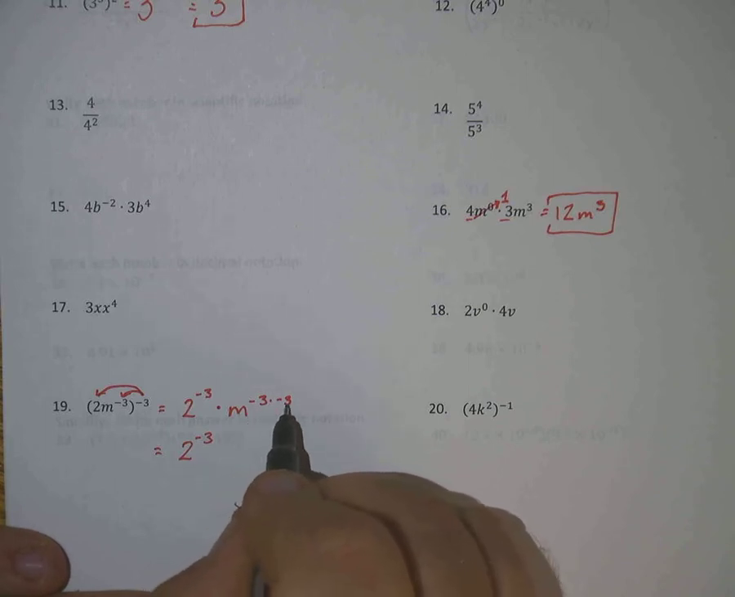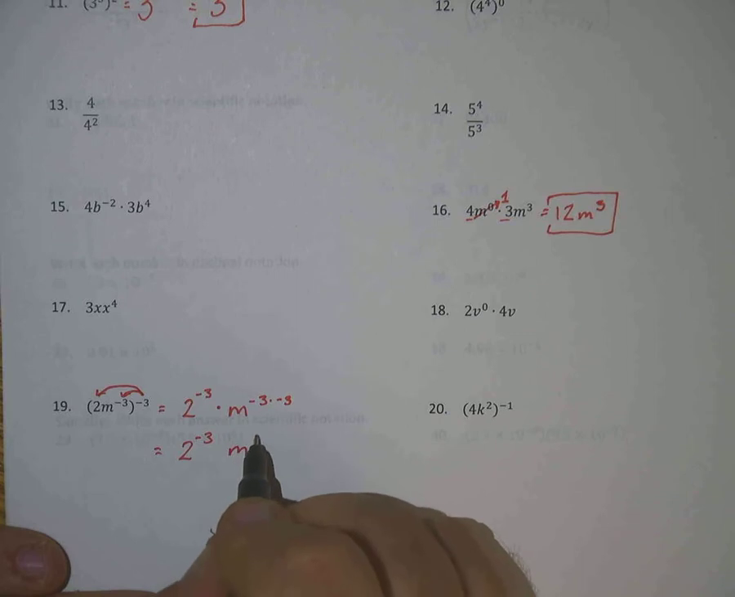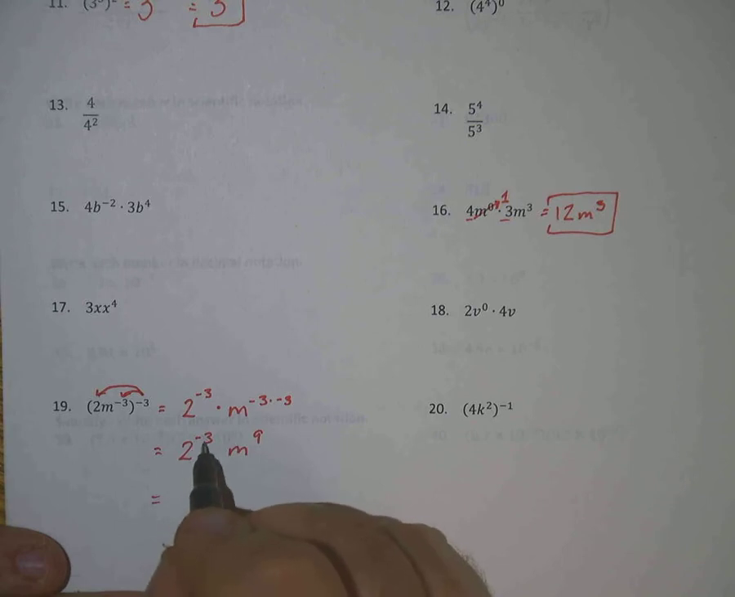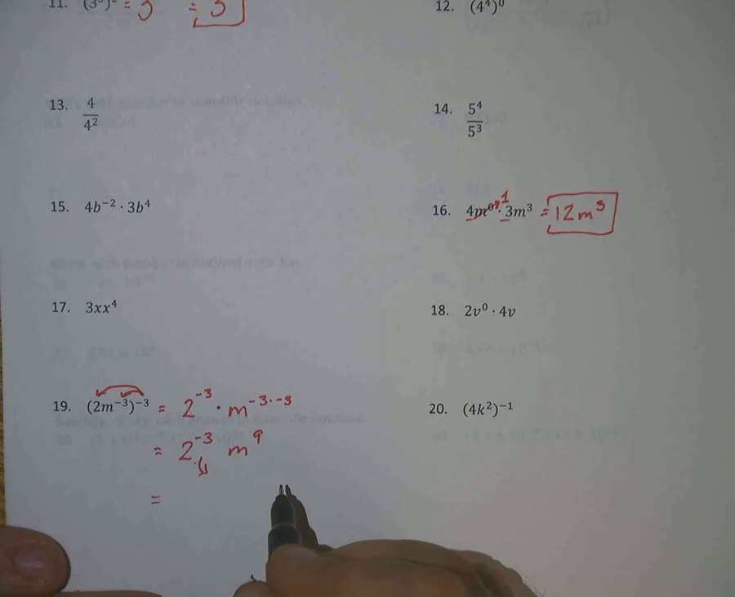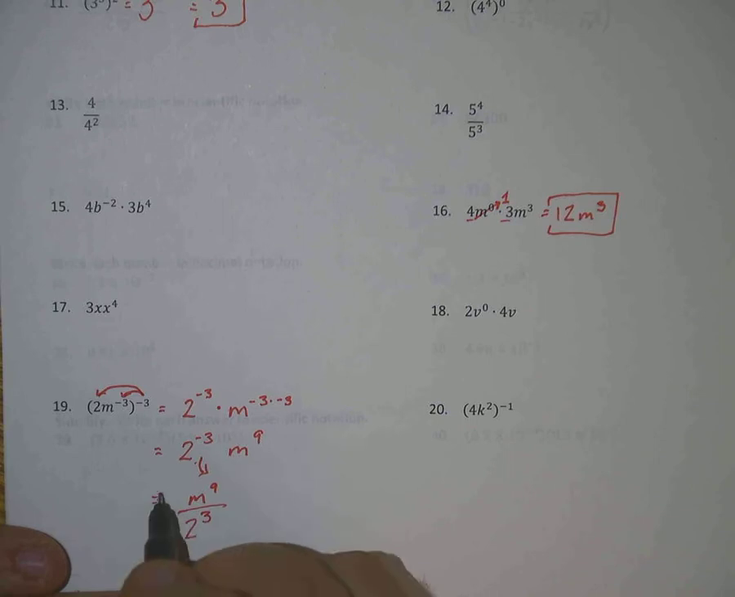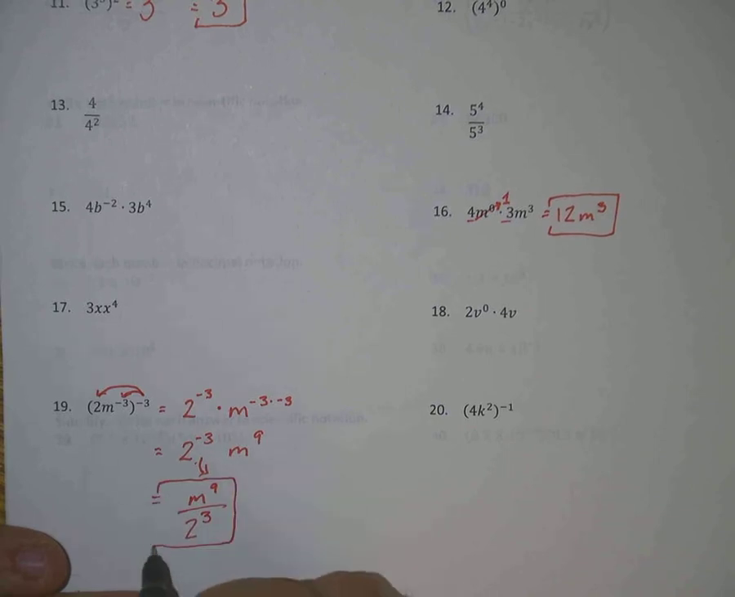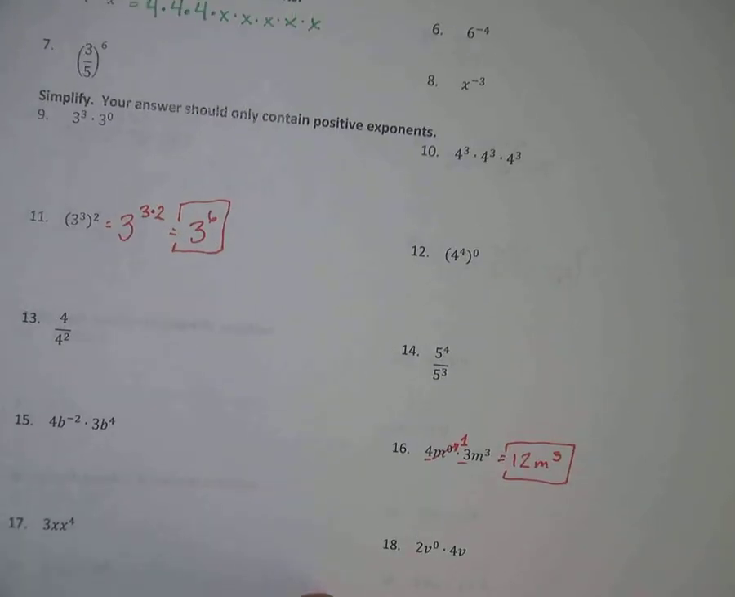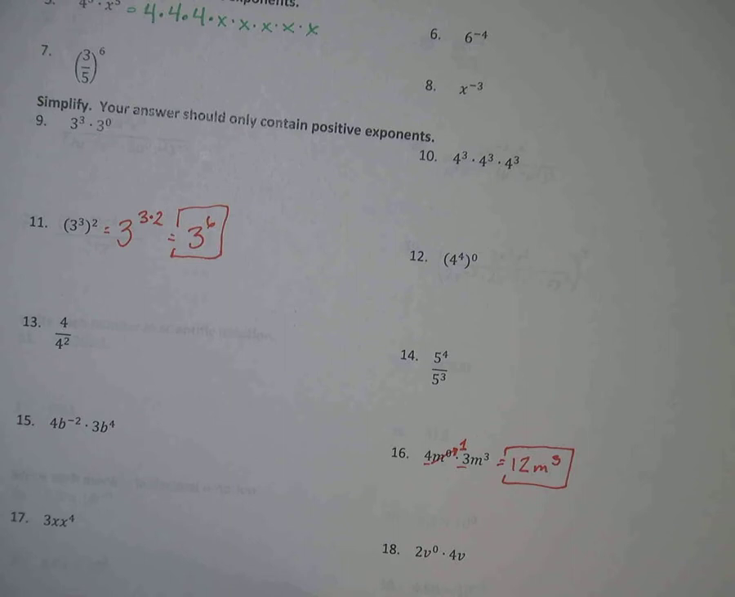So m to the 3 times 3, that would be 3 times 3 is a positive 9. Now 2 to the negative 3, if you remember, any negative exponents go below the fraction line. There isn't one there right now, but we can put it there, saying m to the 9th over 2 to the 3rd. You could leave it like that, or you could say m to the 9th over 8. Either one works for me. Let's go ahead and turn the page and look at the next set of problems.